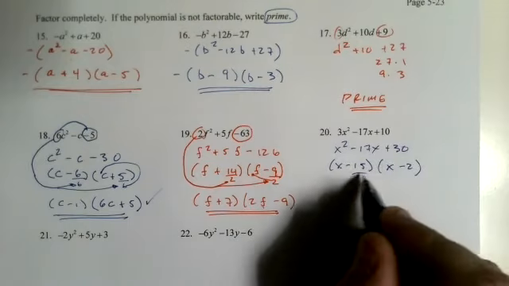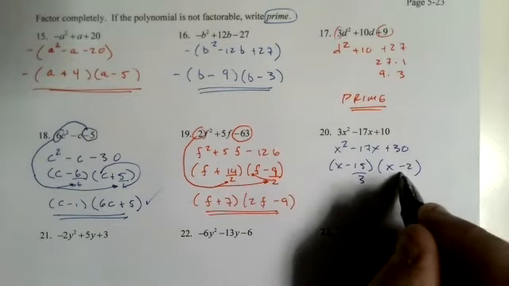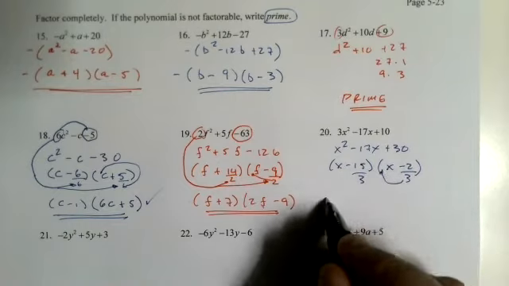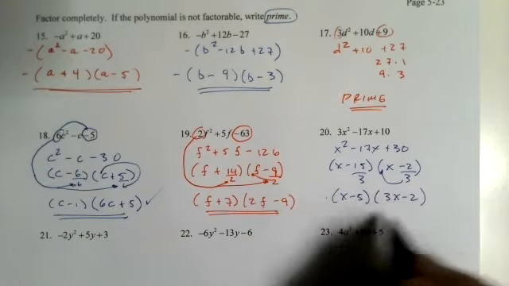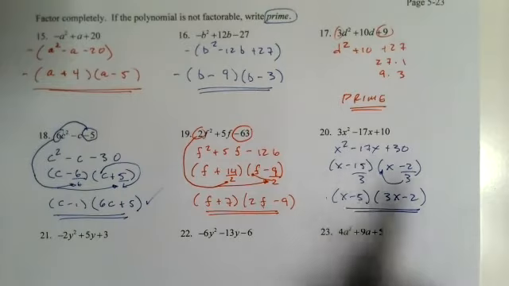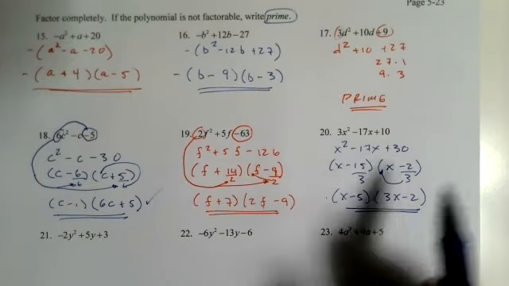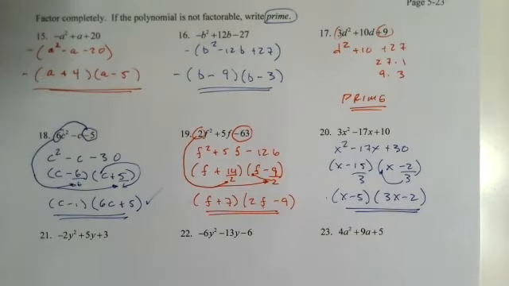Over 3, put it up here. X minus 5, 3x minus 2, 3x squared minus 15 minus 2 minus 17 plus 10. Works.